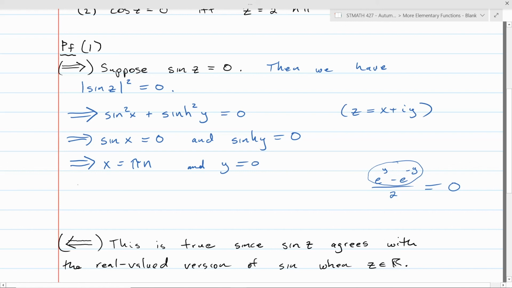So that tells me what z is equal to. So z is equal to n times pi plus i times 0 if you want. So that's just n times pi. And of course here n was an integer. So that proves the forward direction of this thing.